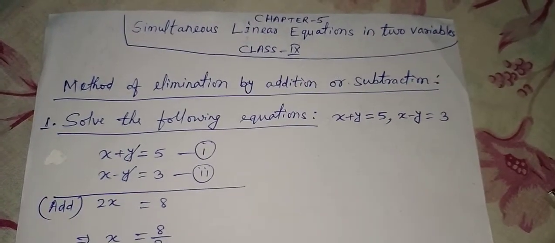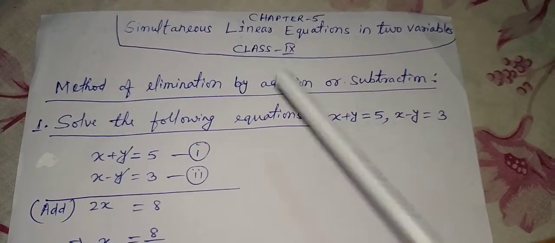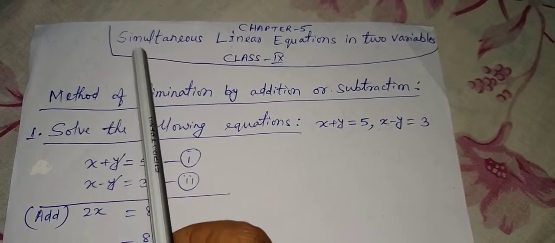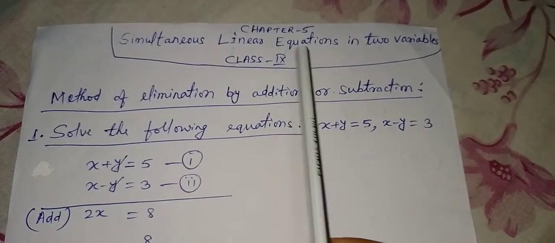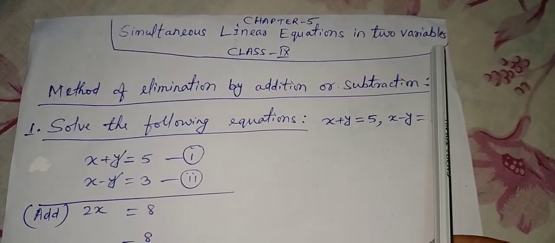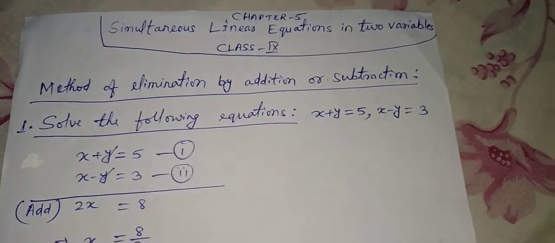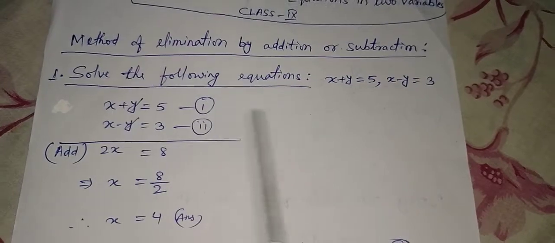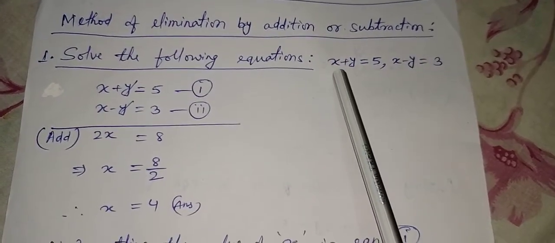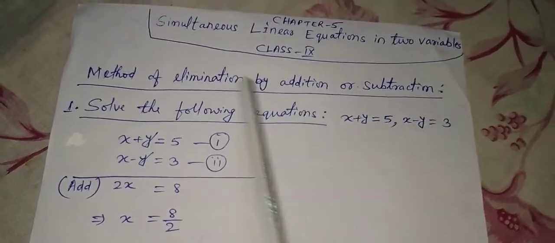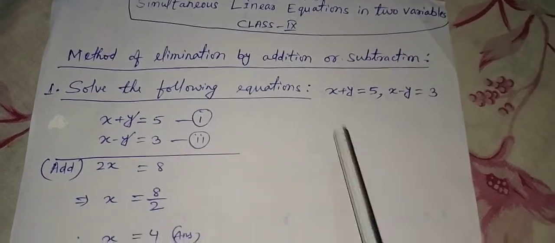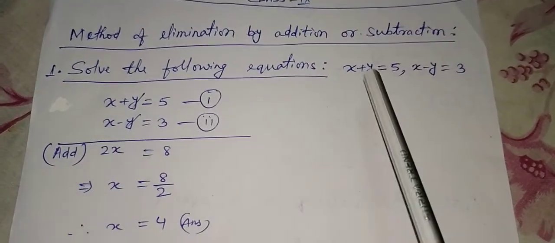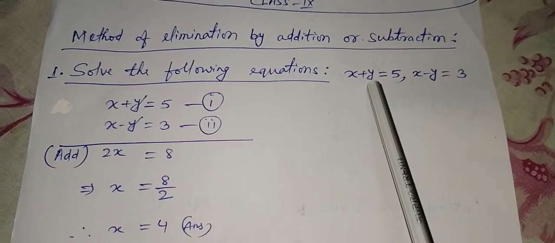Class 9 children, today we will learn a new chapter. Chapter's name is Simultaneous Linear Equations in Two Variables. Chapter 5. So you can see in this question, you can see x variable, y variable. That's why chapter's name is two variables. So solve means you have to find the value of x and y.